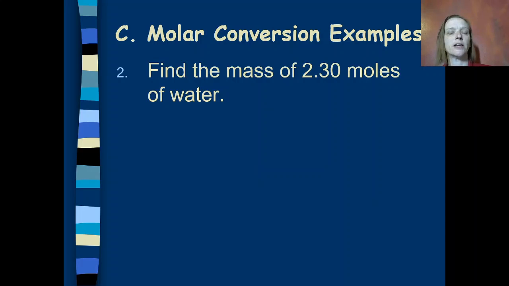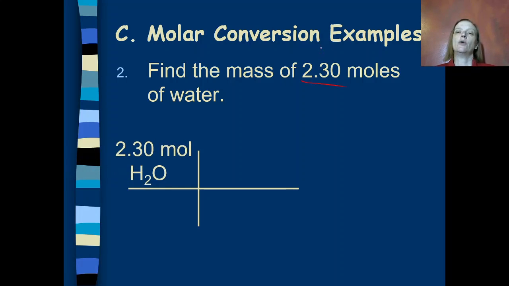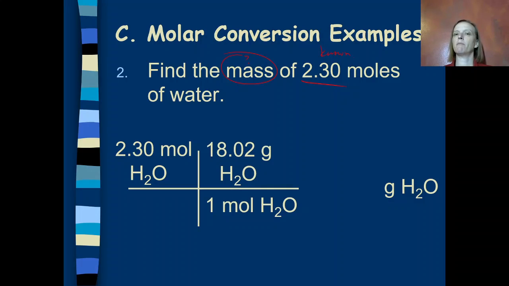Let's do another example. Find the mass of 2.30 moles of water. My known is 2.30 and my unknown is the mass, so that's what I'm trying to solve for, grams of water at the end. I want to get rid of moles and convert to mass. This time, my mass ended up on top because I'm trying to get rid of these moles and convert to grams. So grams is on top, and the molar mass of water is 18.02 grams per mole.